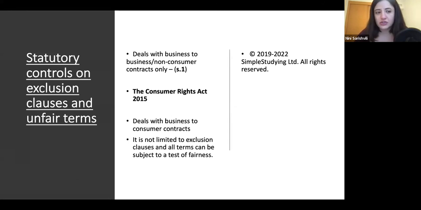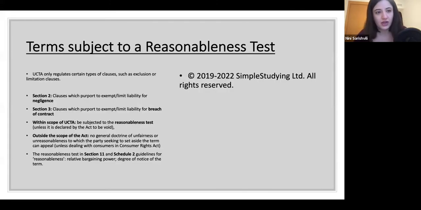Statutory controls on exclusion clauses and unfair terms. There are two acts you need to know: the Consumer Rights Act and the Unfair Contract Terms Act. There is a difference between which one applies in which kind of circumstances. If it's a business-to-business transaction, then it's the Unfair Contract Terms Act. If it's a B2C transaction, business-to-consumer transaction, then it's the Consumer Rights Act.